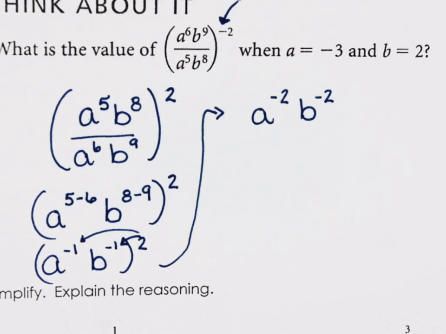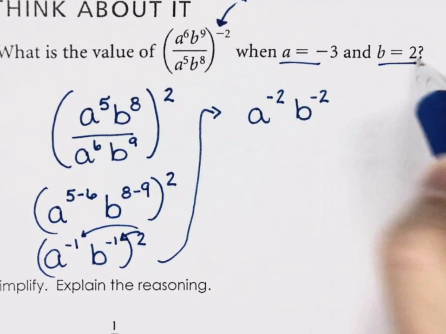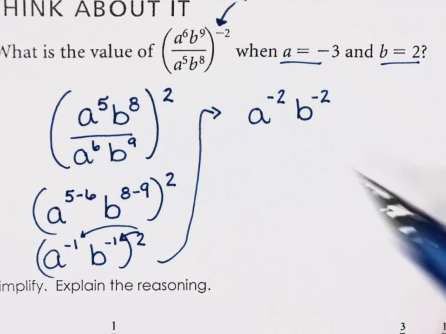So we've simplified it. That's 4.7. So now what I'm going to do is take my values, and I'm going to substitute them into the more simplified view.